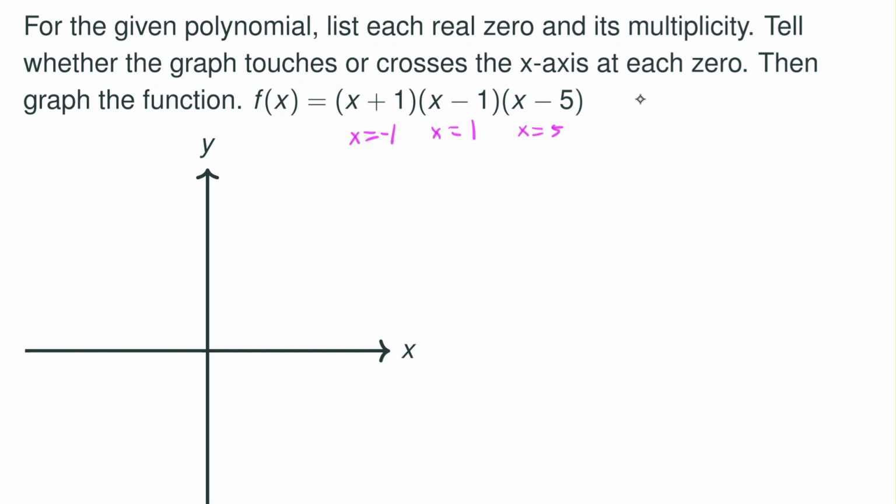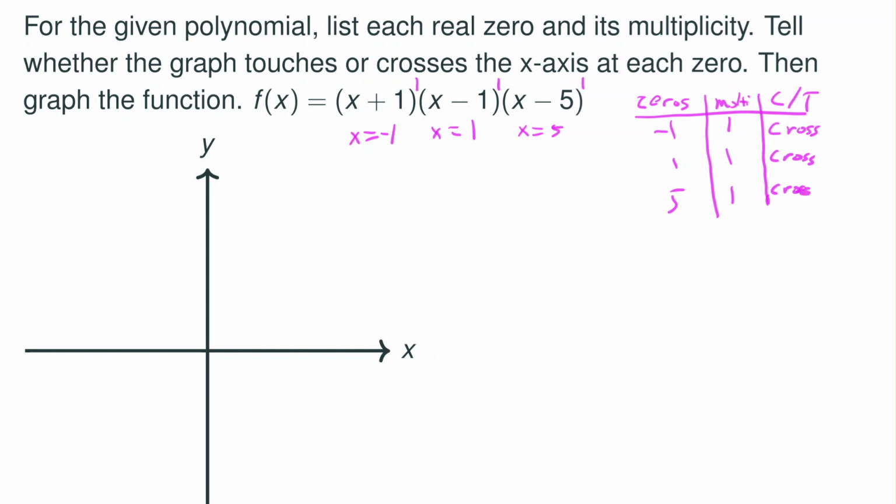Then we can find the multiplicity. So we can make a table: zeros, multiplicity, and cross or touch. So we have -1, 1, and 5. And -1 multiplicity is 1, right? 1 is implied here. Same for here, same for here. So all these multiplicities are 1, which is odd. When multiplicity is odd, the graph crosses at that point. So at -1 it crosses, at 1 it crosses, at 5 it crosses.